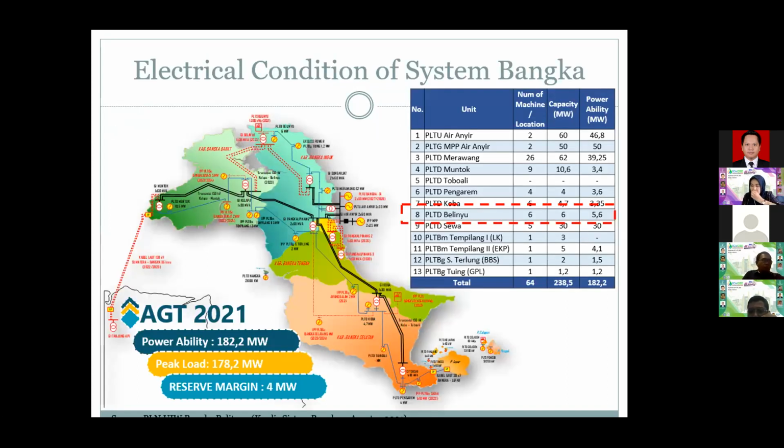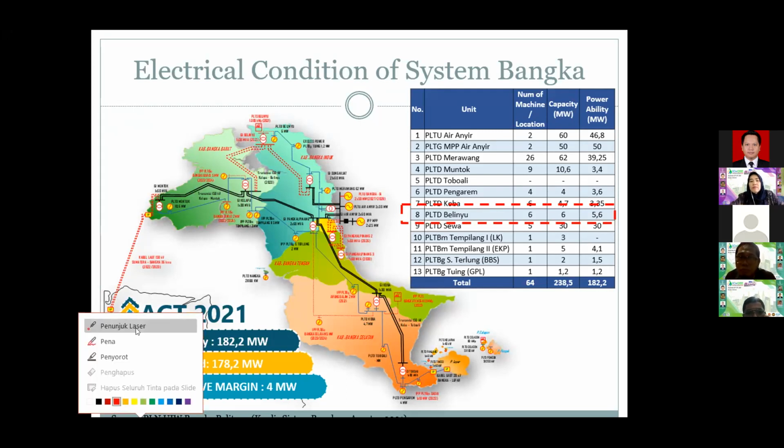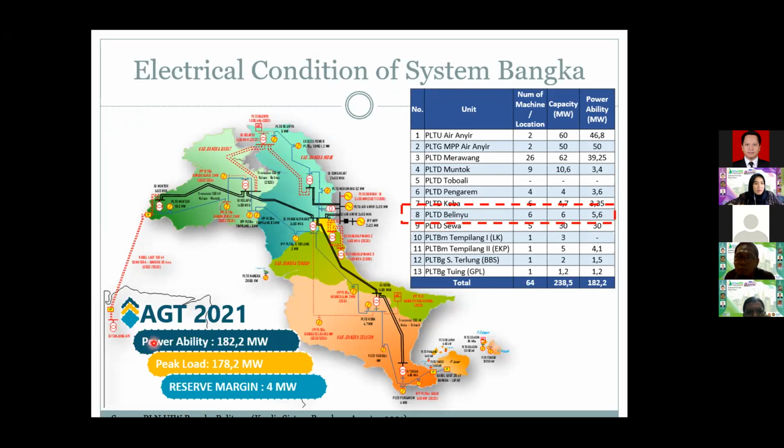Okay, this slide describes the electrical condition of system Bangka. System Bangka has power ability around 182 megawatt. The peak load is 178 megawatt, and the reserve margin is 4 megawatt.